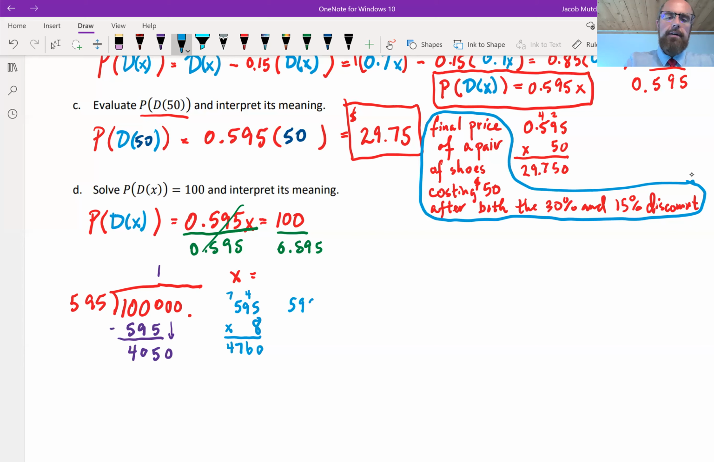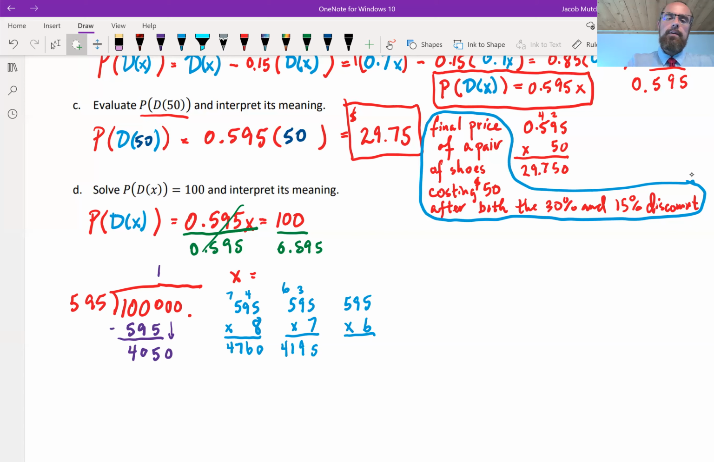So 595 times 7. 7 times 5, 35. 9 times 7, 63, plus 9. Plus 3 is 9. Carry the 6 up. 5 times 7 is, again, 35. Plus 6, 41. So again, close, but too large of a multiplier there. So I think we're going to find success here with 595 times 6.